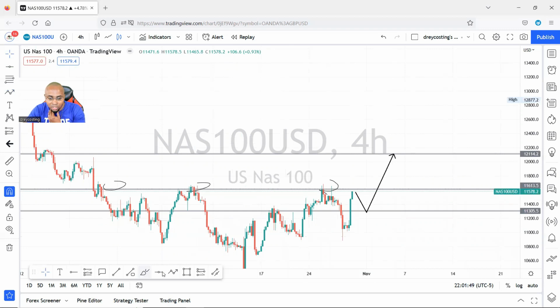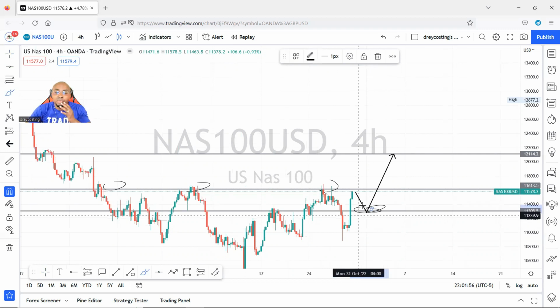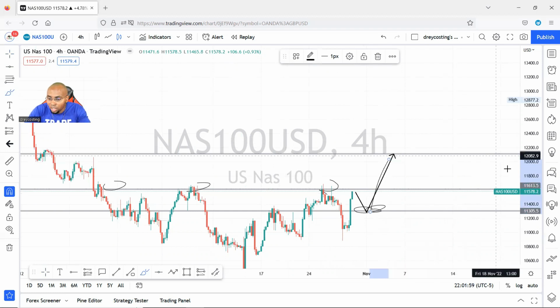So I'd look for some form of respect right here of the support level. See what price is doing. Once I'm seeing that price is respecting that level, then I'm taking my buy, going all the way up here to about 12114.2.